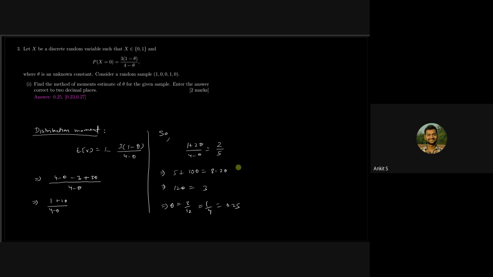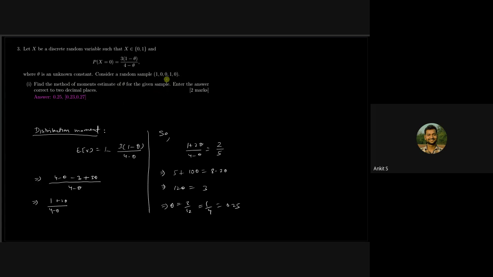So here we have an example. Let x be a discrete random variable such that x is 0 and 1, and we have been given the probability of x taking value 0. Okay, theta is an unknown constant. Consider a random sample. You have been given this sample. You have to find the method of moments estimate of theta for the given sample.